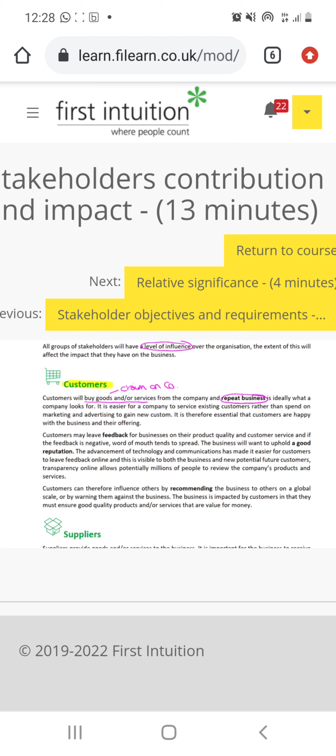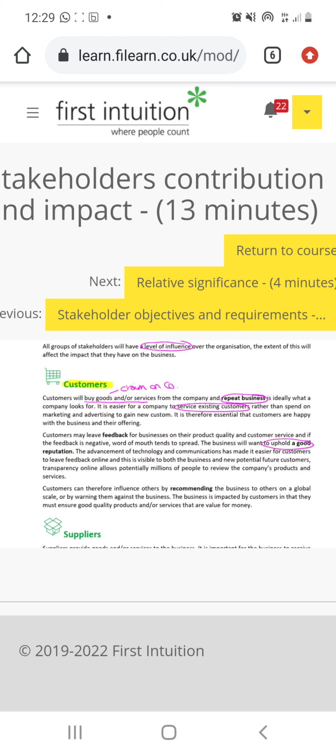It's easier for a company to service existing customers rather than marketing and finding new customers. It's therefore essential that customers are happy with the business and their offering. Customers may leave feedback for a business on the product quality and also the customer service. If the feedback is negative, word of mouth tends to spread, as we've seen before, and it may create reputational damage. The business will want to uphold a good reputation.